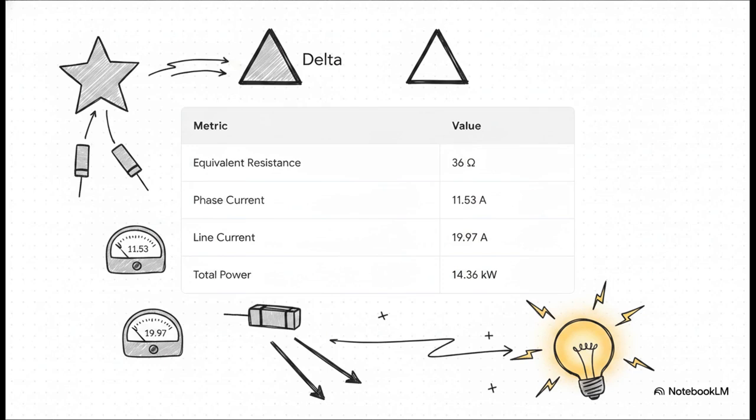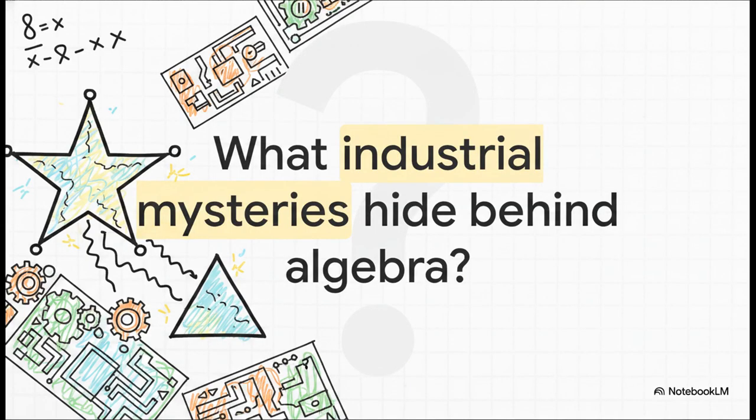Let's just take a quick step back and look at this beautifully clean summary table. We successfully decoded the entire metamorphosis. We took a simple 12-ohm star configuration, completely reshaped it into a delta, mathematically predicted how the resistance would triple to 36 ohms, tracked the exact phase and line currents at over 11 and almost 20 amps respectively, and finally proved that it all results in a massive 14.36 kilowatts of power. We started with a pretty intimidating page of raw formulas, but by just applying clear, structured logic, we revealed the dynamic, breathing electrical system underneath.